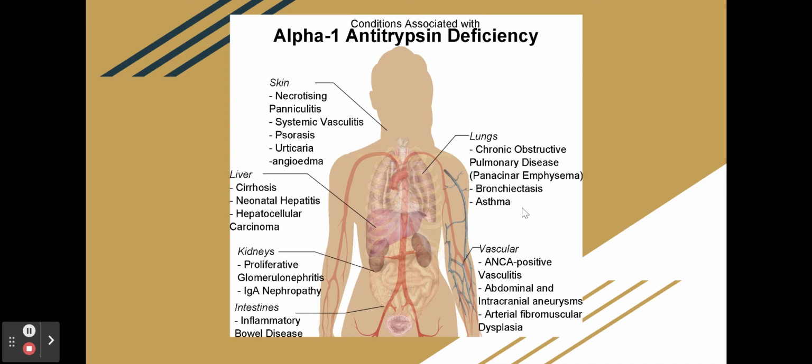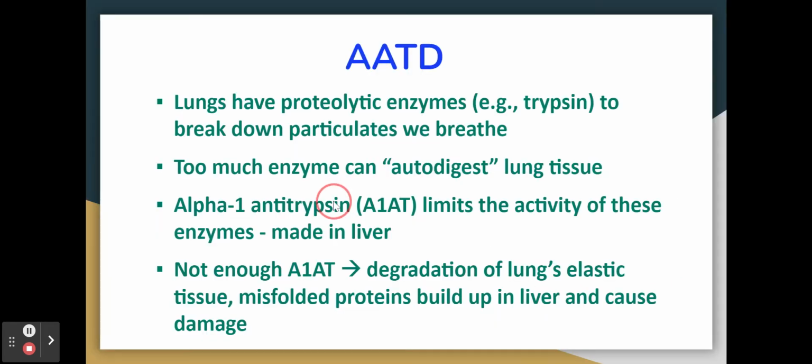Mostly what you see here, the COPD, bronchiectasis, and asthma. And in liver, cirrhosis is the most common complication from that. Psoriasis is very common with people who have AATD, and it's usually pretty severe.